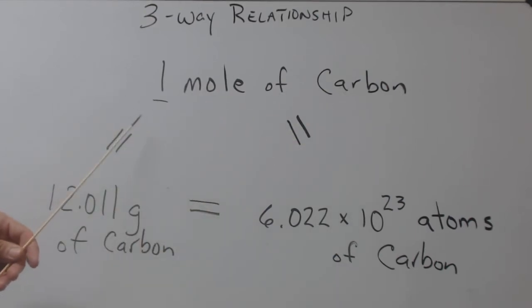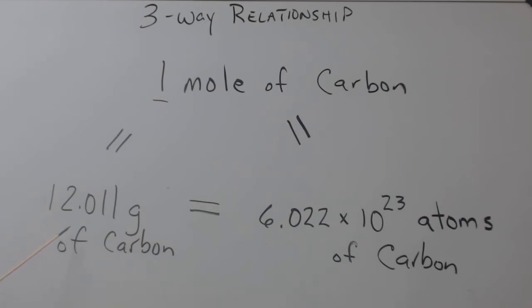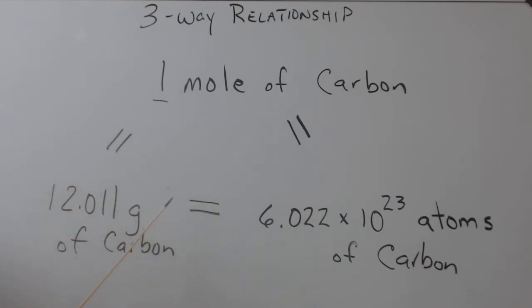As you can see, we're putting equal signs. This is the atomic mass of carbon, and as you can see, you see Avogadro's number of atoms of carbon over here. Notice that these three things are equal to one another, and this is essential before you move on to the next step of creating conversion factors.